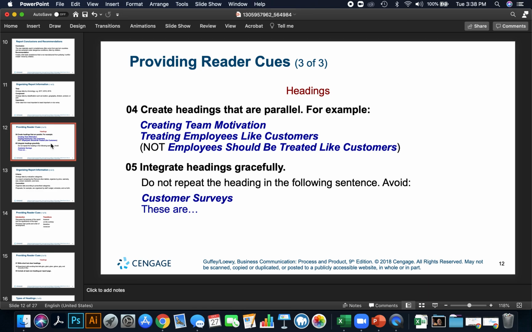Integrate headings gracefully, right? Do not repeat the heading in the following sentence. Avoid customer surveys. These are. So make sure that you don't repeat the heading in a sentence below.